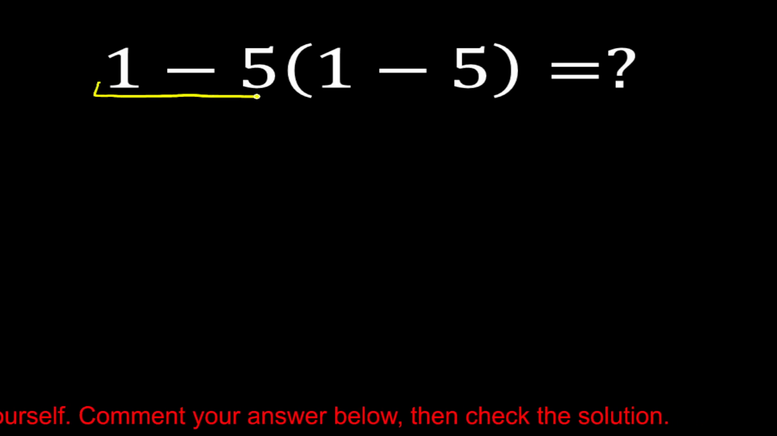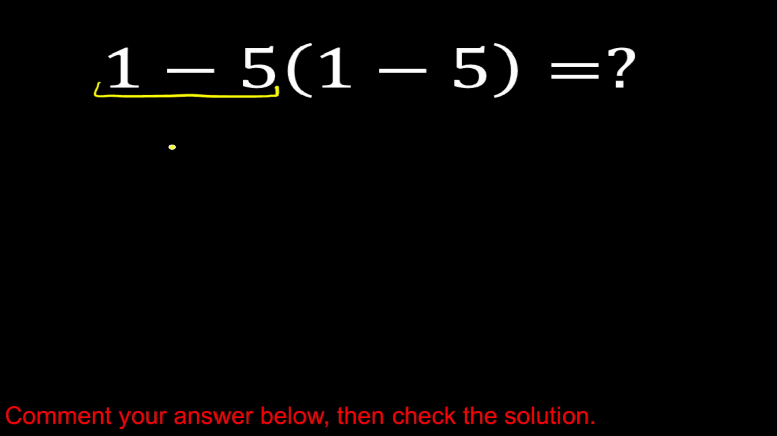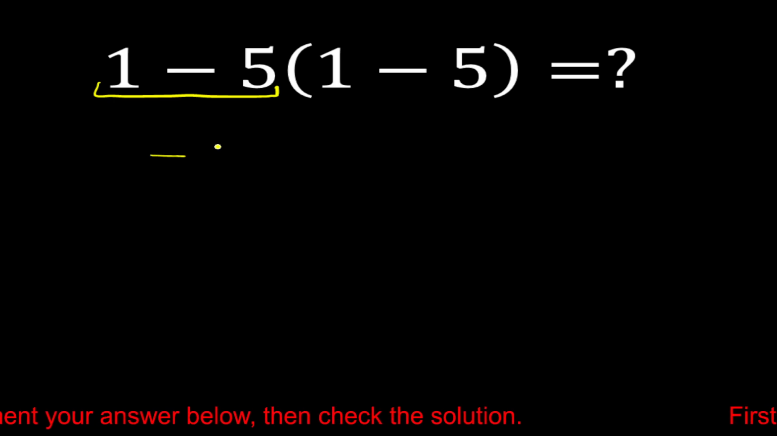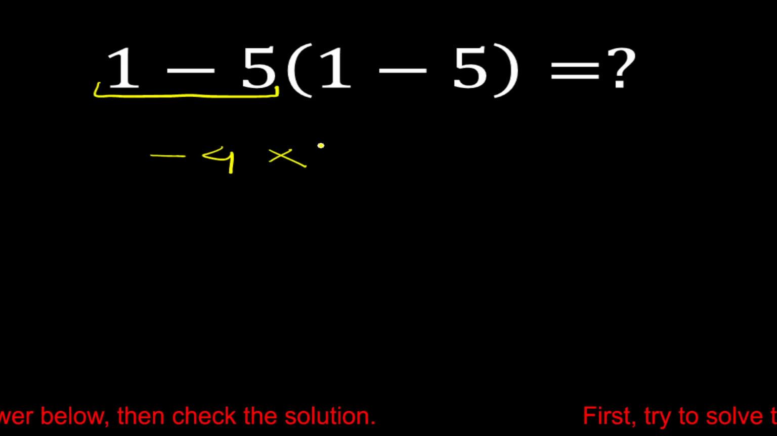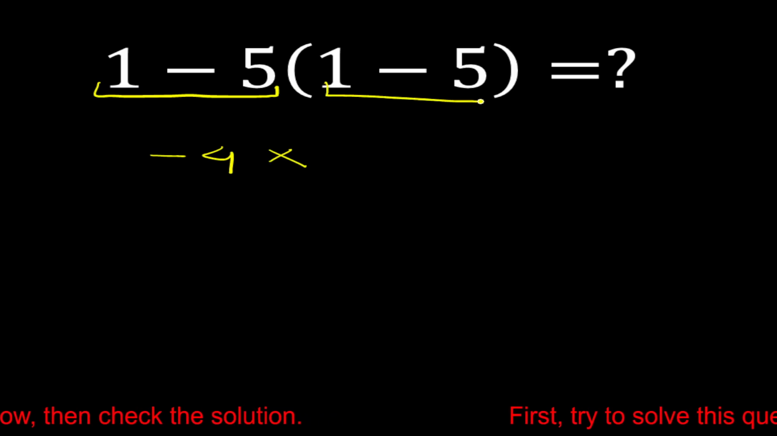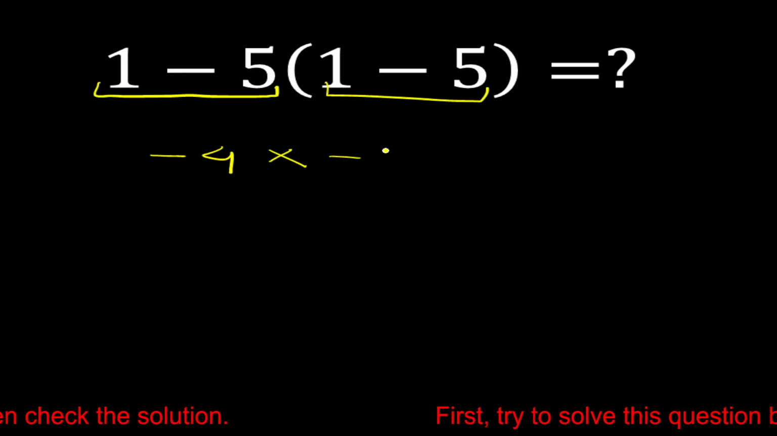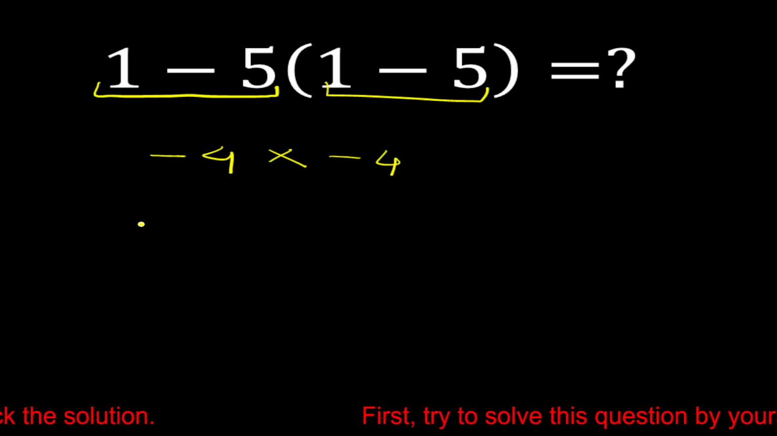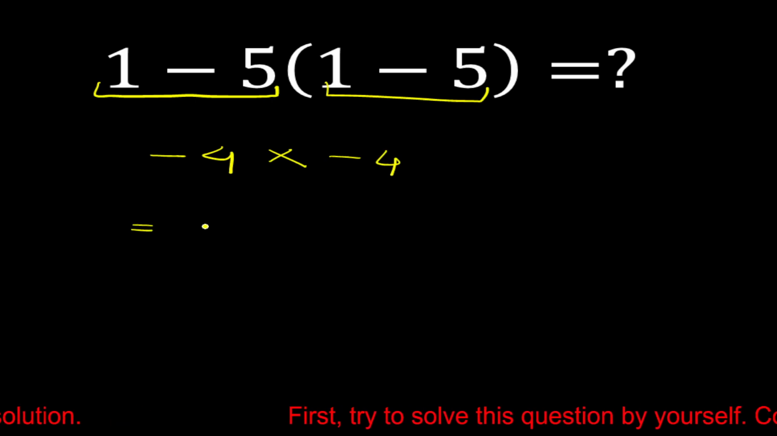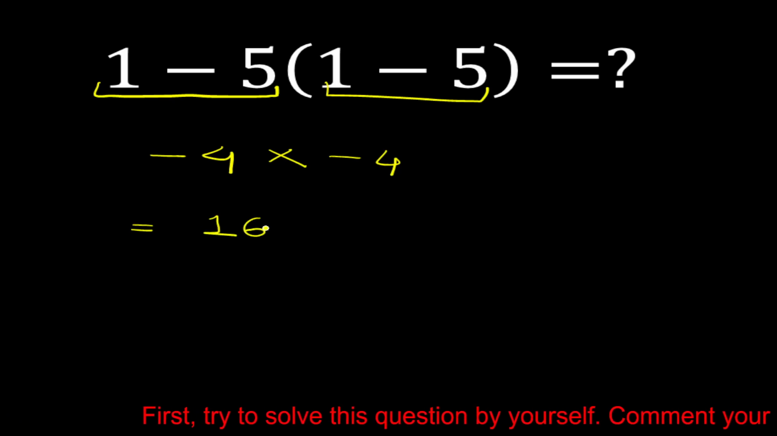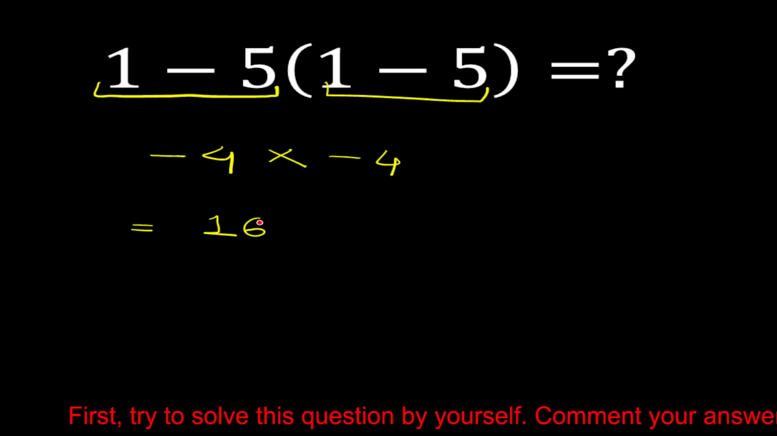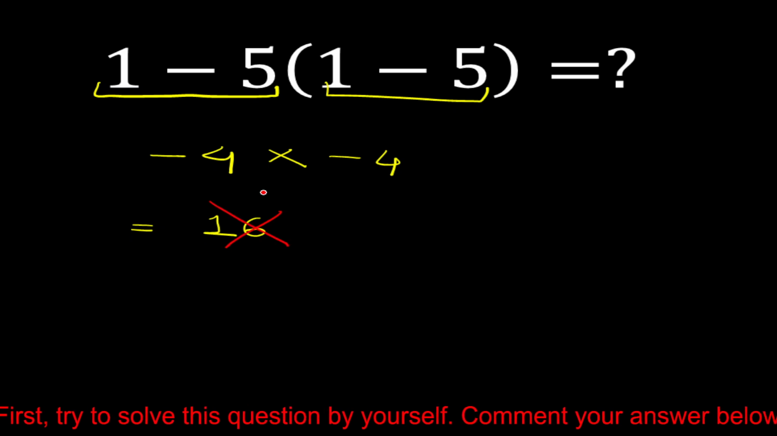Therefore, 1 minus 5 is equal to minus 4. Multiply. Again 1 minus 5 is equal to minus 4. Now minus 4 multiply minus 4 is equal to 16. But this answer is completely wrong.